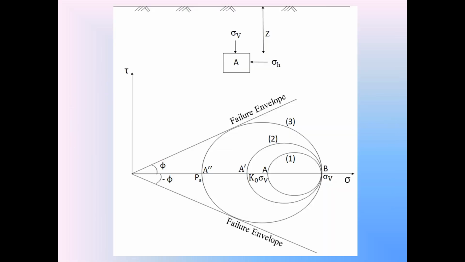So like this. This first one, please focus on this first one. This first circle is the Mohr stress circle for this soil element. We consider the soil element A in the backfill at a depth Z from the top of the backfill. The soil element A is subjected to two principal stresses, sigma V and sigma H. No shear stress is acting on the soil element. So sigma V is the major principal stress sigma 1, and sigma H is the minor principal stress sigma 3.